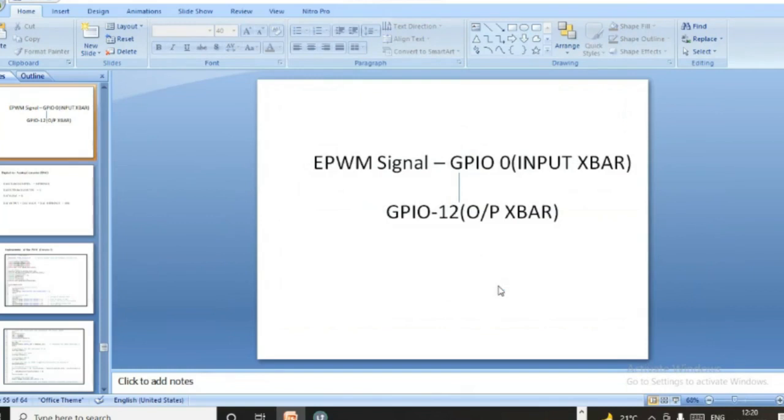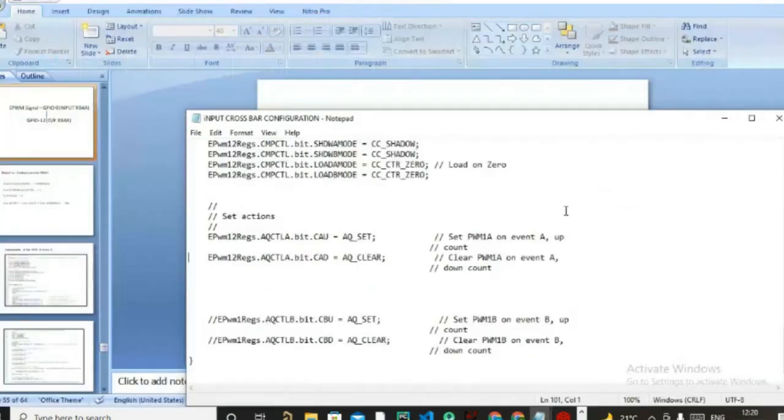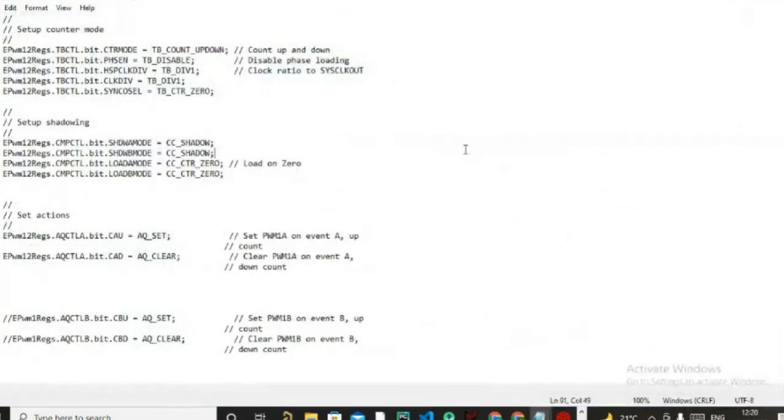It is not possible to do this from outside, so internally they have given some connection. If you want to reflect your EPWM signal onto another GPIO pin, you can do that. So with the output crossbar, you are taking your signal out of the device from GPIO 12, and you are putting the EPWM signal into the device with the help of GPIO 0. So this is what crossbar means: routing your signals. If you see the input crossbar, the configuration is something like this.